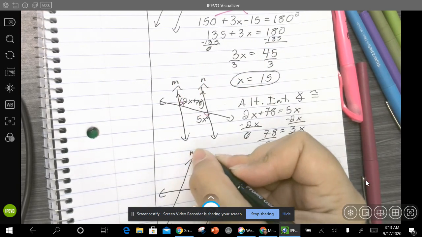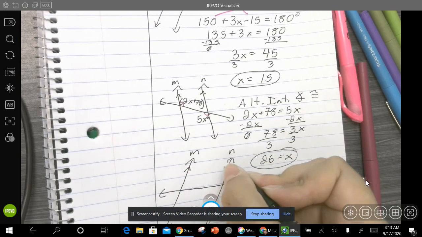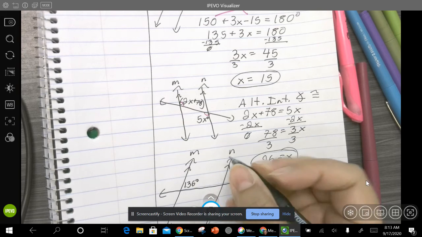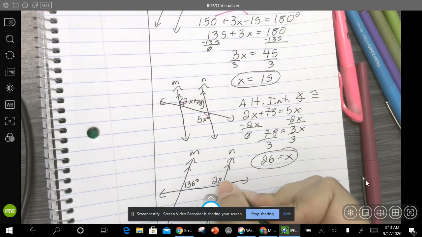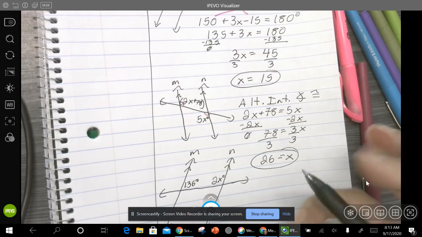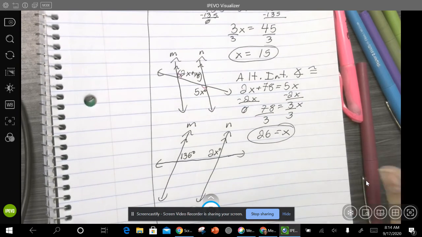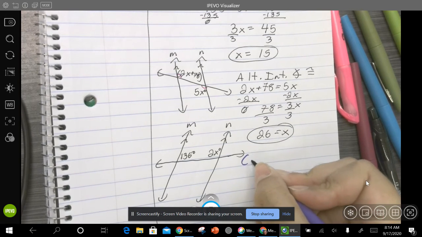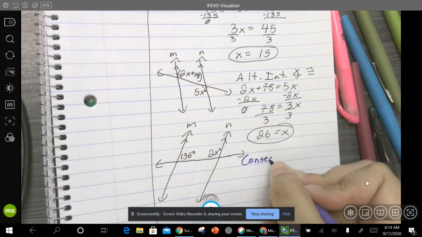Sorry, I was like, oh yeah, I need to have these. Remember, look for those little arrows. So we have this as 136. And then this one is 2x. And we want to know what the angle relationship is for those two, everybody. So they're inside. So they're going to be consecutive interior. Same side inside.